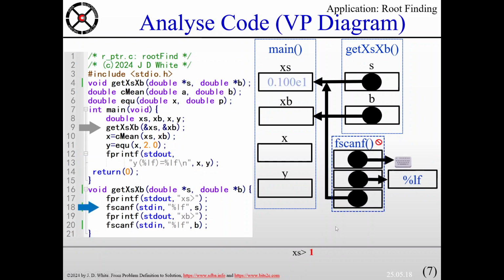I then call fscanf. It basically has 3 things: the pointer to where I want to write it, in other words, where I want to get it from, i.e. the keyboard, a pointer to what it looks like, %lf, okay, and finally a pointer to the memory location that I want to put it into. In other words, it's taking the pointer to the same place that S is pointing to.